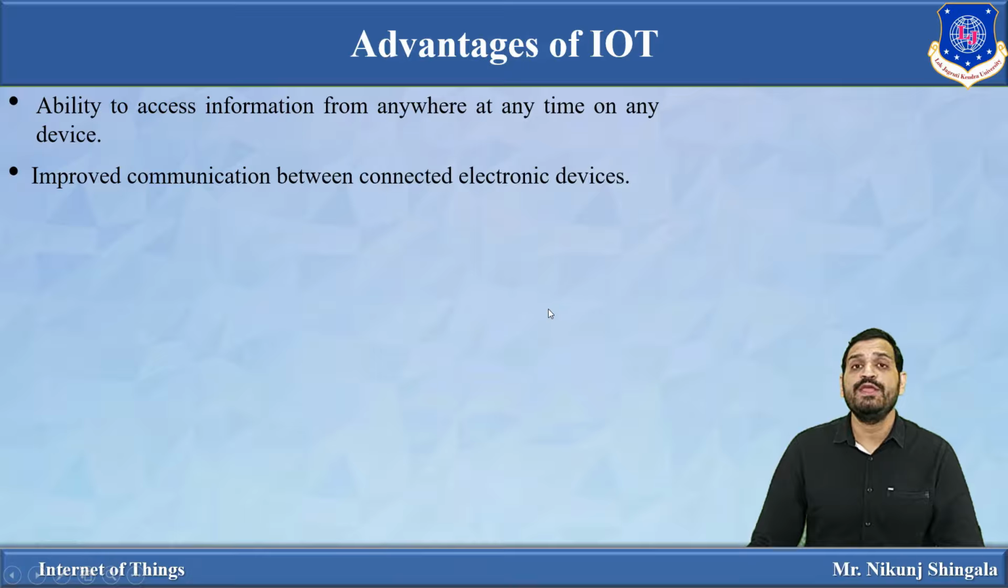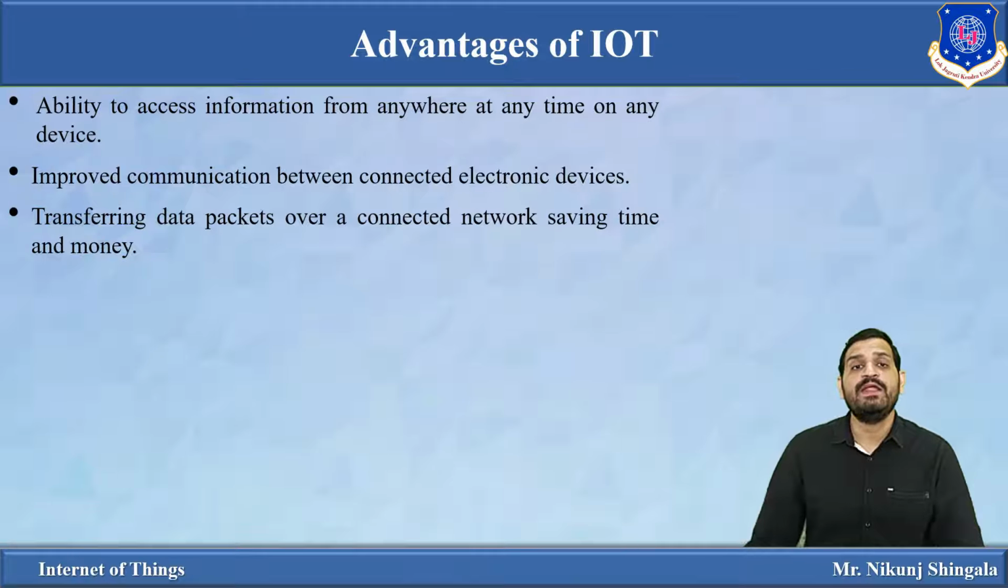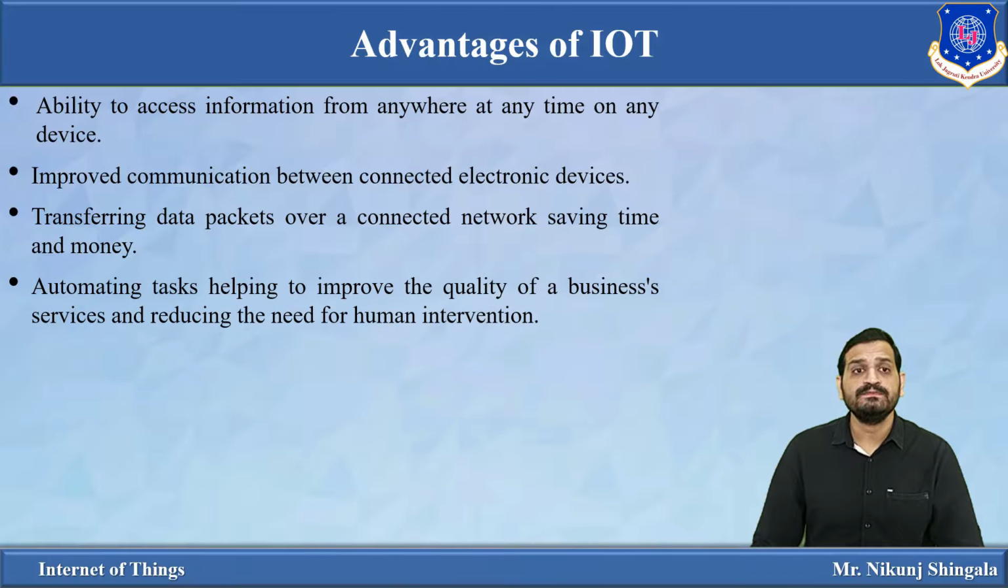Next one, improved communication between connected electronic devices. There is less human intervention, so the communication will be improved. Transferring data packets over a connected network will save time and money. Automating tasks helps to improve the quality of business services. So business services are enhanced, and the need for human intervention is reduced. So human power can be reduced. These are the advantages of IoT.